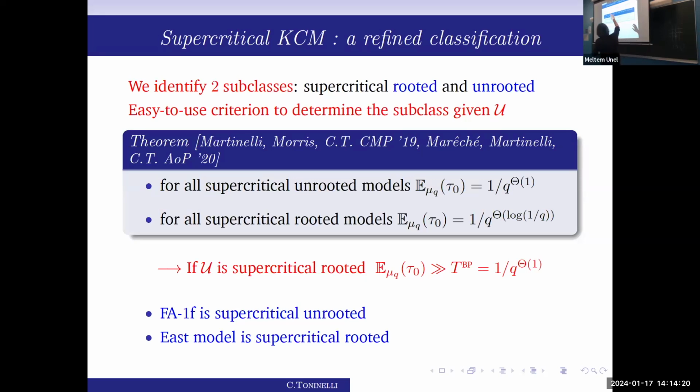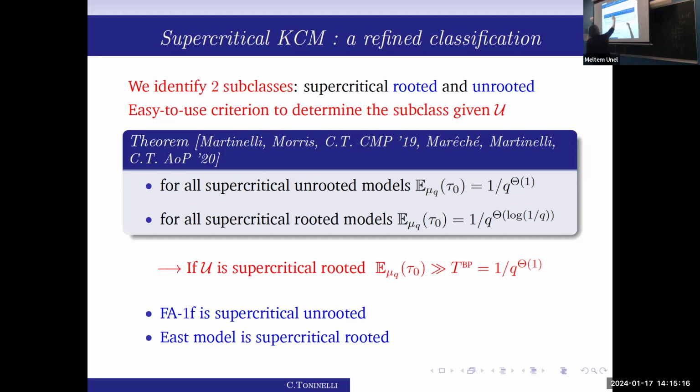For the supercritical class, the model that you have to keep in mind is FA1F, and East. You need just one empty site to update: in FA1F you look for it anywhere nearby, while in East you look for it either to the right or below. For the bootstrap, the critical density is 0 and the scaling is a power law. In fact, you're sitting at the origin, and what you want to know is the distance to the nearest empty site. In the case of the East model, you have to look for the nearest empty site just in the bottom right quadrant, but it's the same. The scaling is 1 over q to a power which depends on the dimension.